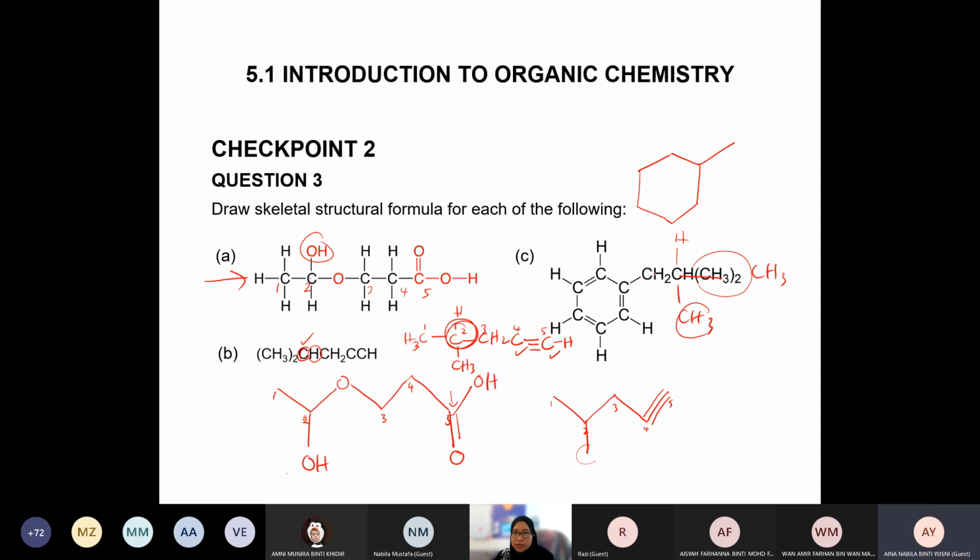Okay, so how would you draw it in terms of skeletal? Okay, so we have 1, 2, 2 carbon, and then 3 carbon. Go for the straight chain, guys. Go for the straight chain. And then the rest will be the branch. Okay, 1, 2, 3. So this is number 1. Okay, don't count from here.